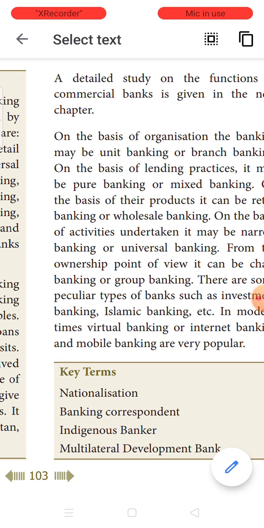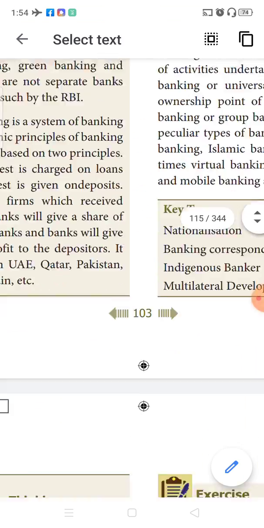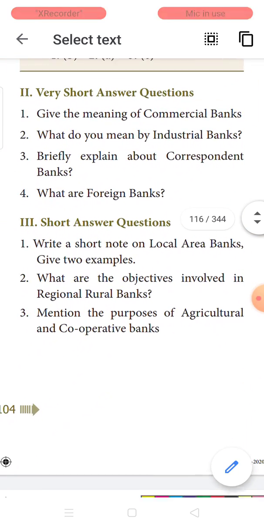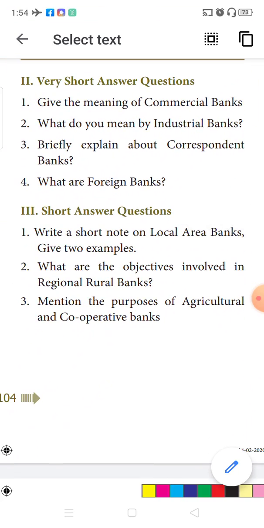Now the homework for you will be, in this lesson we have only very short answers and short answers. I want you to write everything. Very short answers, all the four, because all the four are important. And in short answers, I want you to write 1 and 2. Short answers 1 and 2, very short answers all the four.